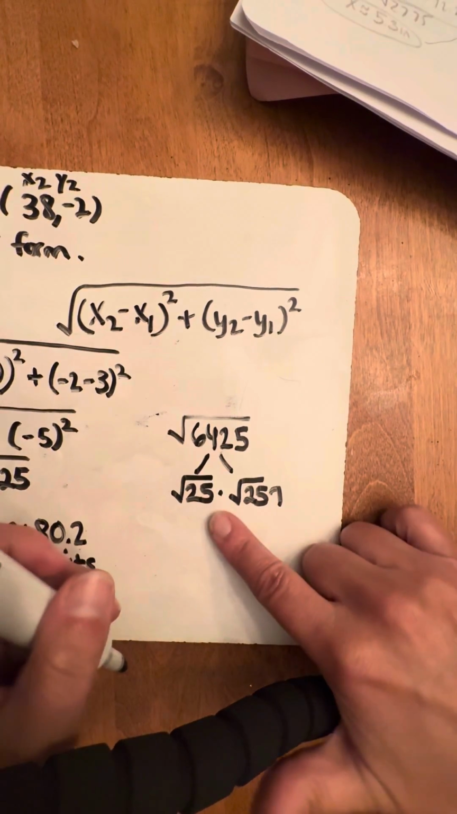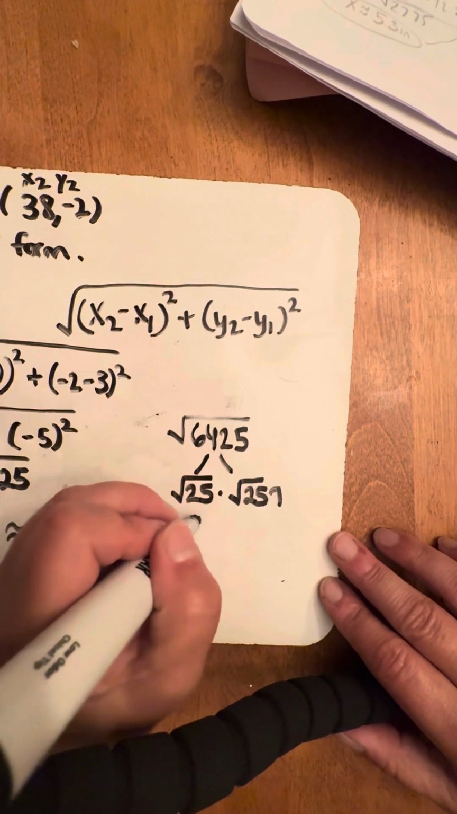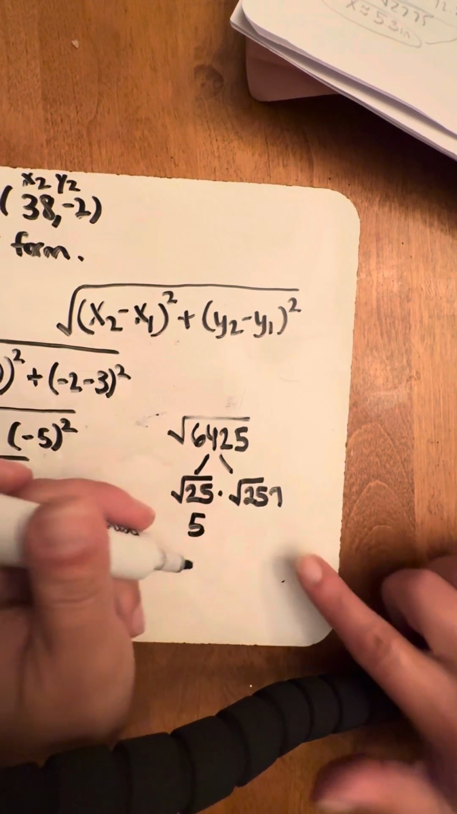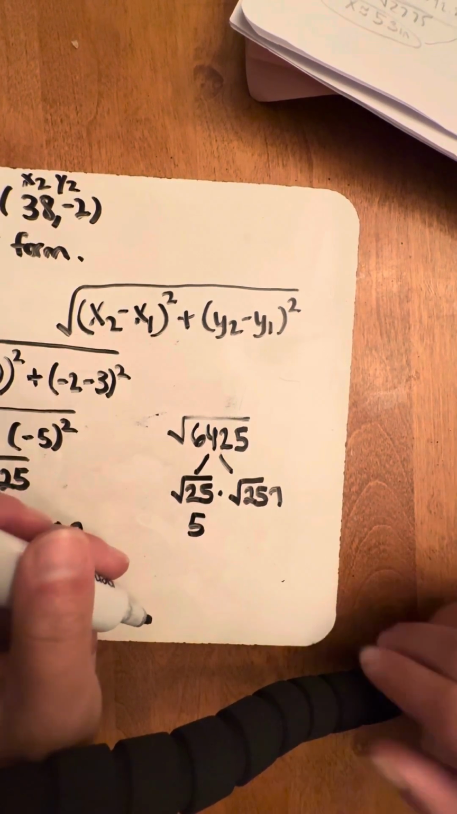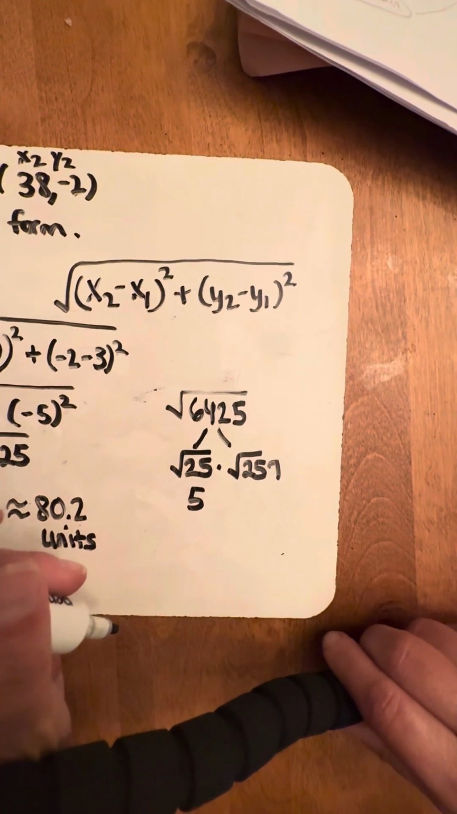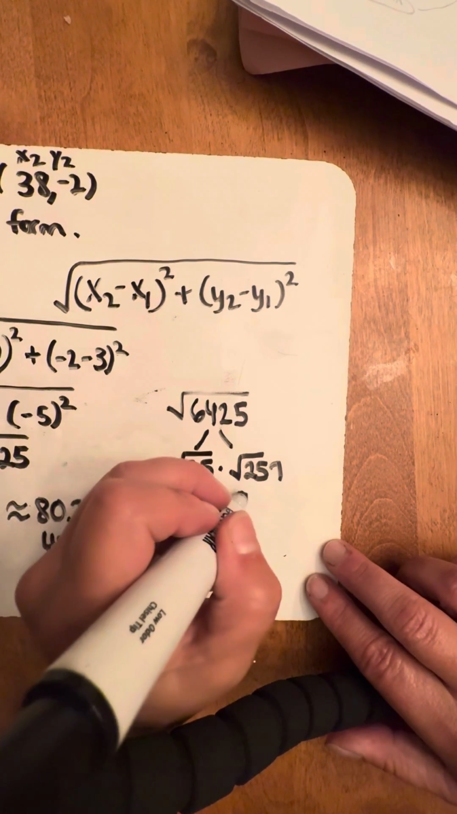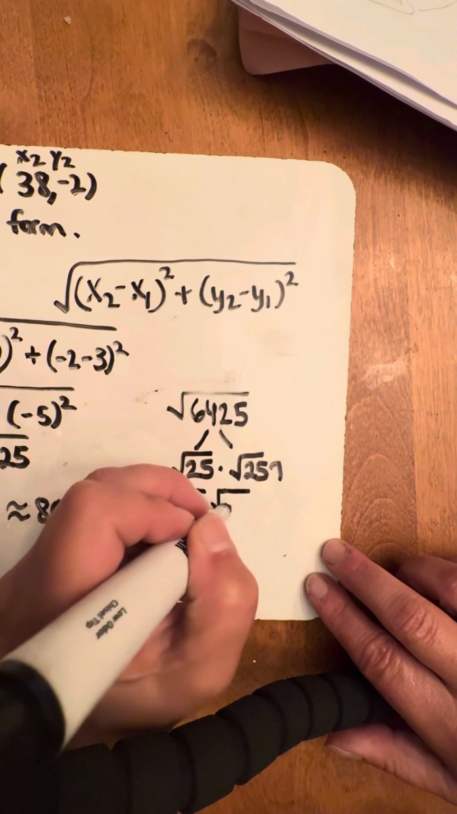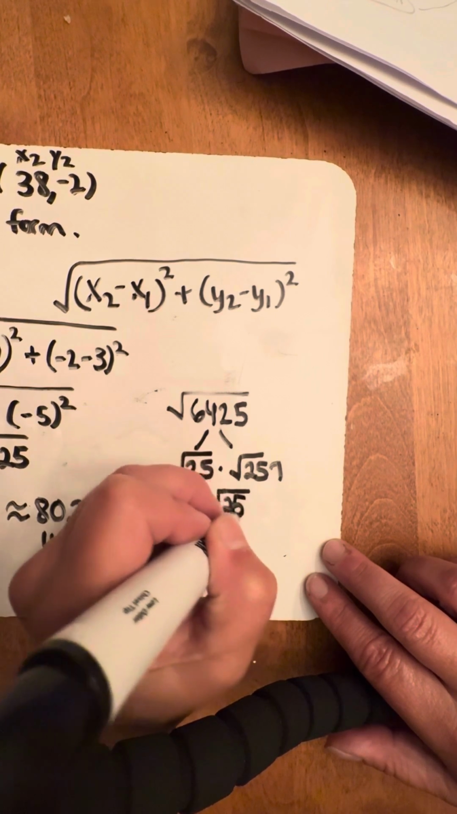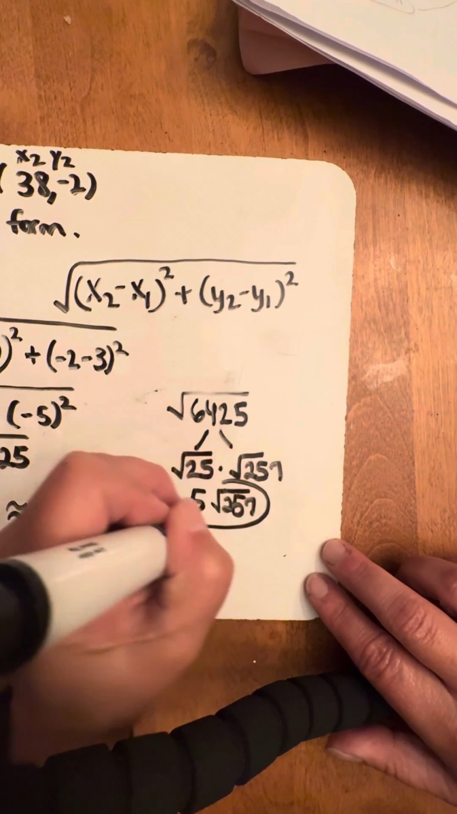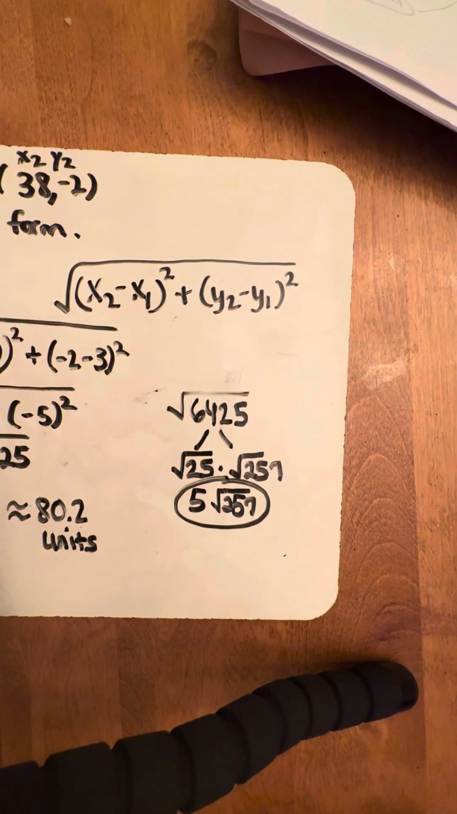Now, this is a perfect square. The square root of 25 is 5. But 257 has no perfect squares that go into it, and it's not a perfect square itself. So therefore, the simplest radical form would be 5 root 257. And that's as far as you're going to go with that.